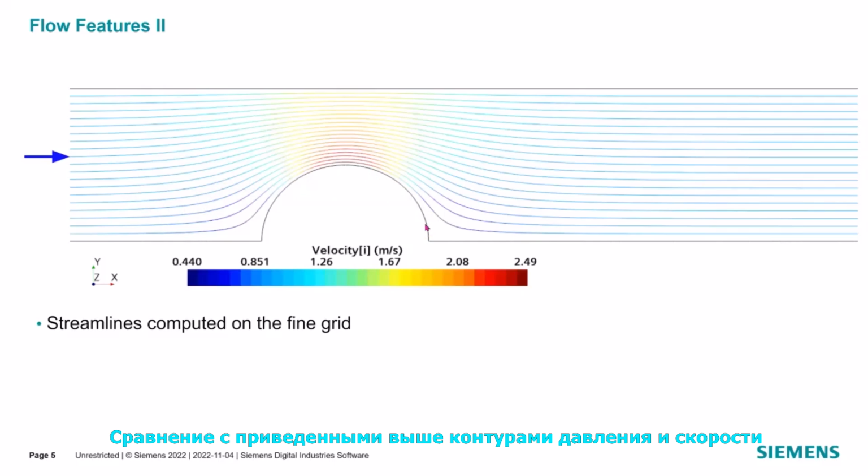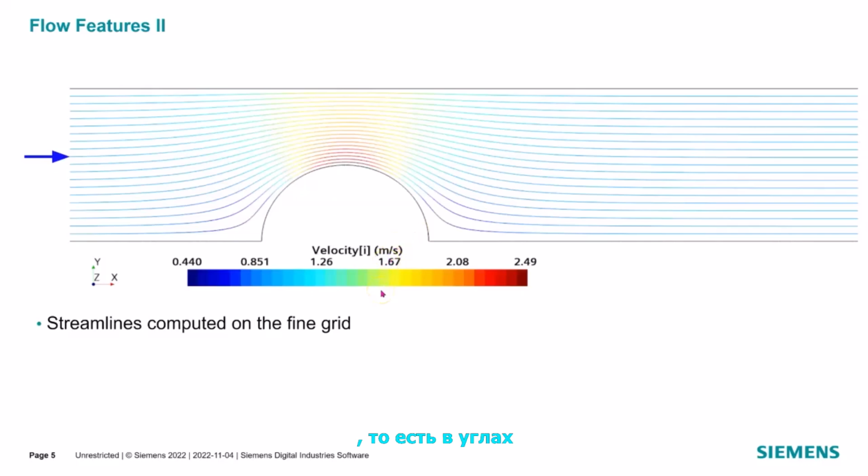A comparison with pressure and velocity contours shown before reveals where the lowest velocities are found, which is at the corners upstream and downstream of the obstacle. Pressure has the highest values there. Where the highest velocity is obtained, which is at the top of the obstacle, pressure has the lowest value.